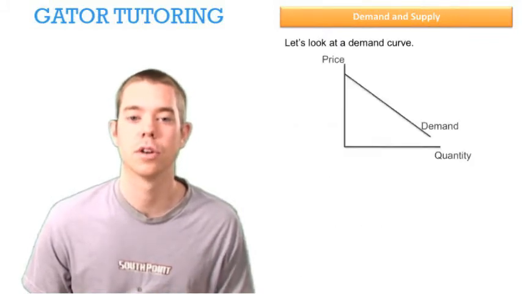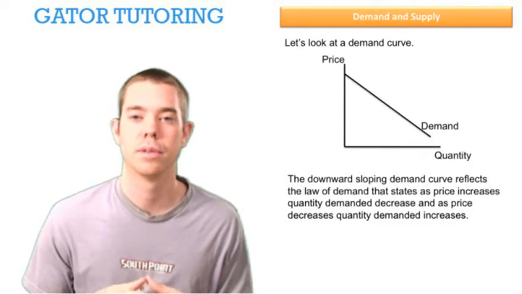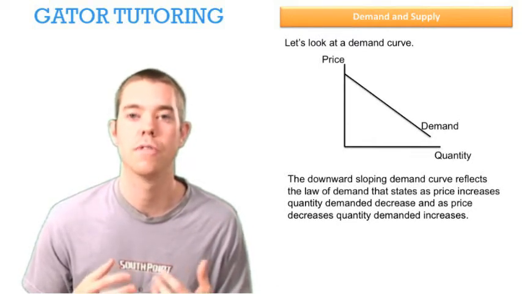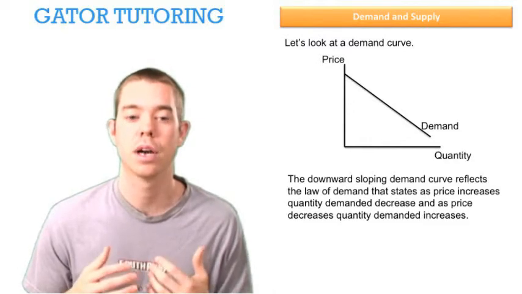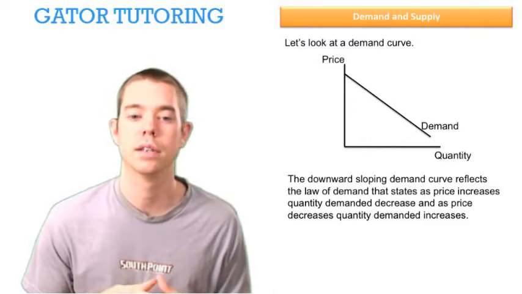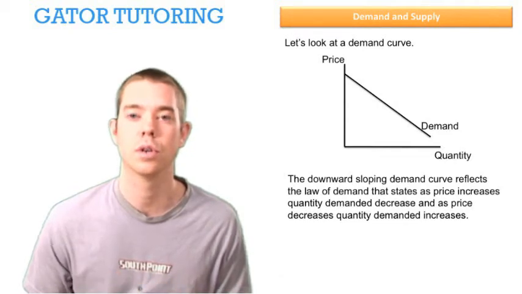Let's look at a demand curve. Notice that the demand curve slopes down. Well, this downward sloping demand curve reflects the law of demand that states as price increases, quantity demanded decreases, and as price decreases, quantity demanded increases.